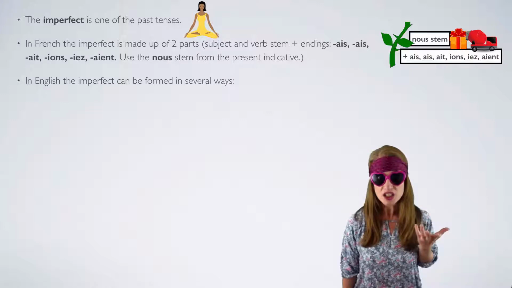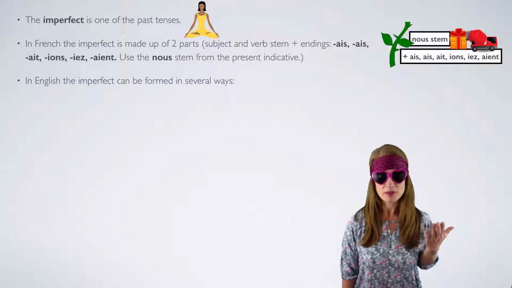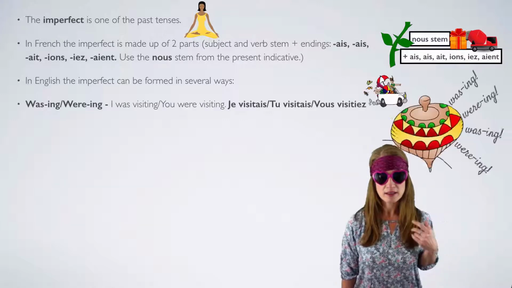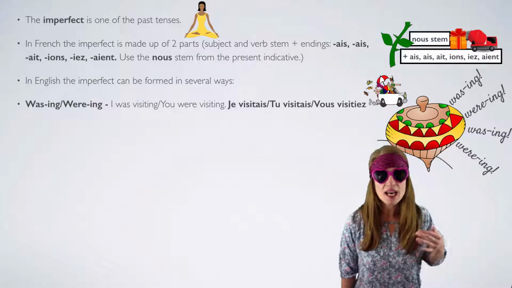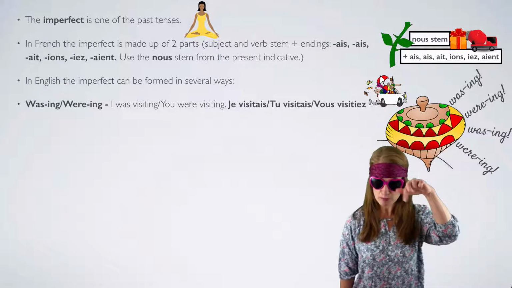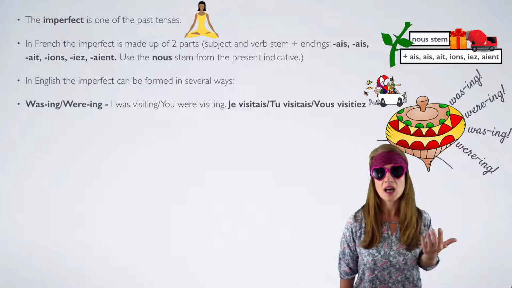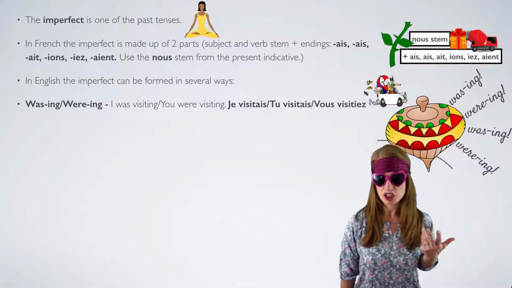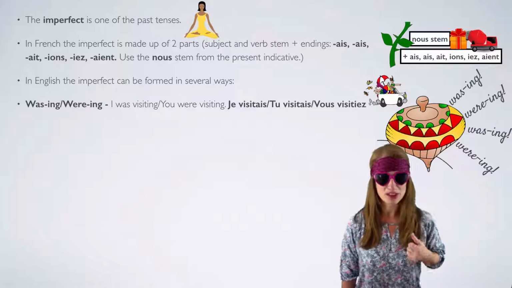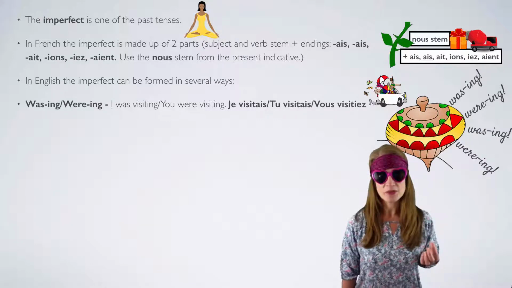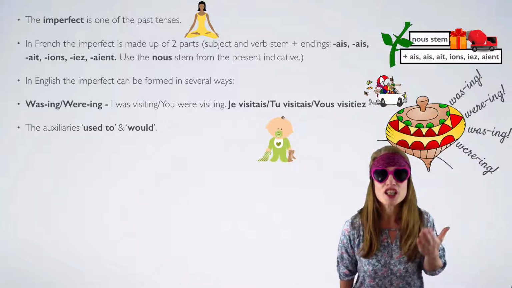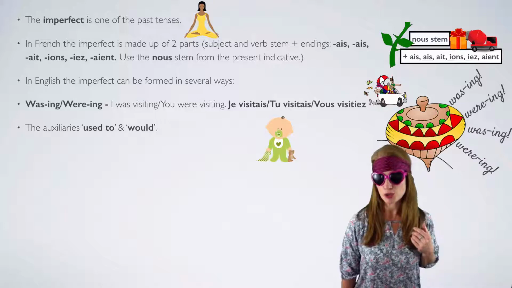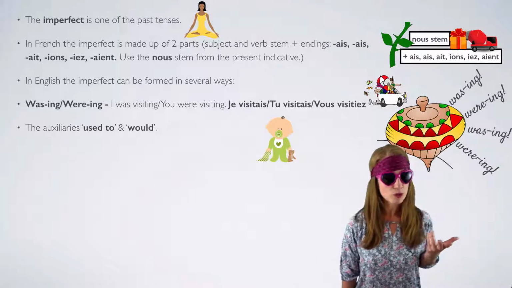In English, the imperfect can be formed in several ways. There's the was-ing and the were-ing, which is our spinning top symbol. I was visiting. You were visiting. So in English, we have three parts in that particular one. Je visitais, tu visitais, vous visitiez. Two parts in French. In English, we use the auxiliaries used to, or we could replace used to with would.